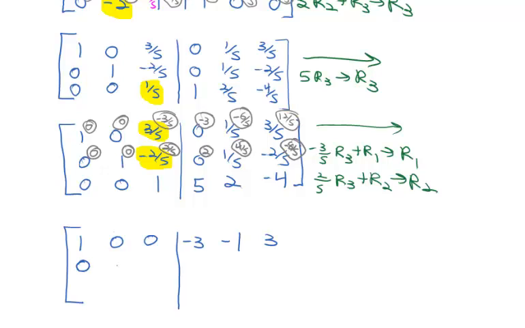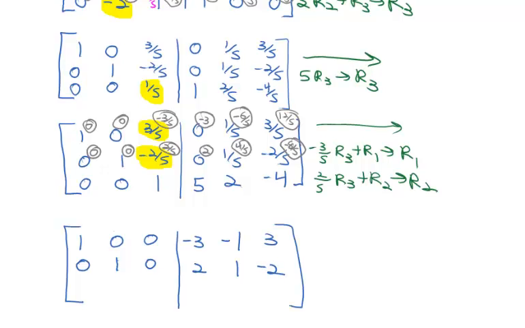0 and 0 is 0. 0 and 1 is 1. Negative 2 fifths and 2 fifths is 0. 0 and 2 is 2. 4 and 1 is 5 fifths. 5 fifths reduces to 1. Negative 8 and negative 2 is negative 10 fifths, which reduces to negative 2. The third row is unchanged, so it's just 0, 0, 1, 5, 2, negative 4.